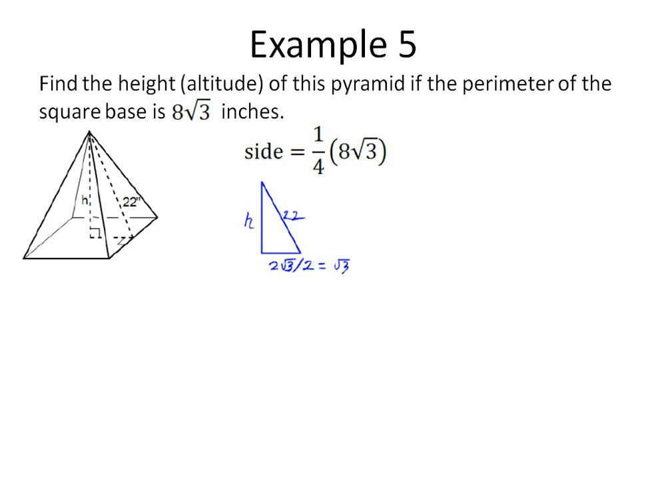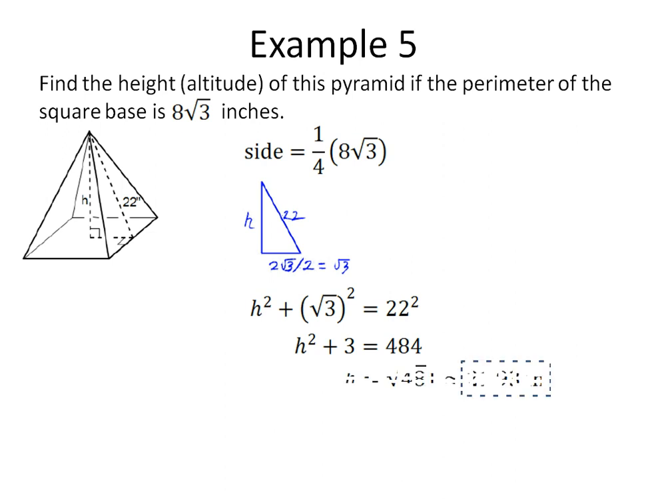So once again, we're going to do the Pythagorean theorem, but this time the 22 is our hypotenuse. So we're going to have h squared, which is the height of the pyramid, plus the square root of 3 squared is equal to 22 squared. So when we do this, we get h squared plus 3 equals 484. Subtracting the 3 from both sides gives us 481. So h, when we take the square root of both sides, becomes equal to the square root of 481, which is approximately 21.93 inches.